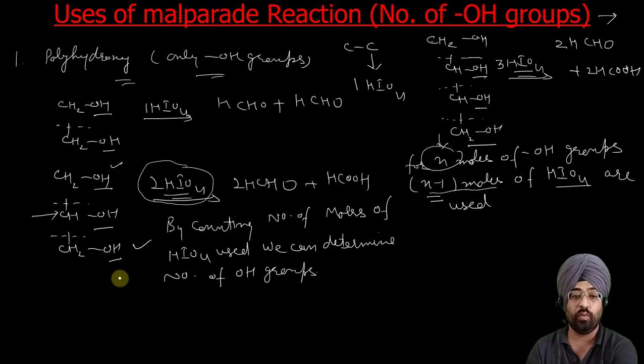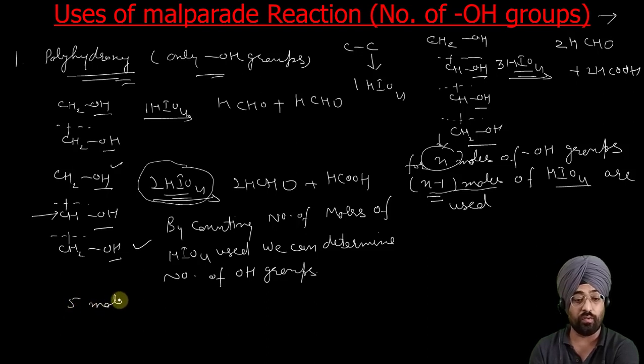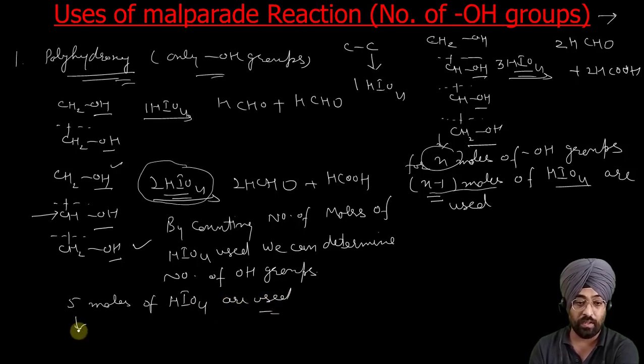Now suppose we do a reaction with HIO4 and it is only a polyhydroxy compound. I am once again repeating, this rule is only for polyhydroxy compounds. Let us assume 5 moles of HIO4 are used. Then how many OH groups does our compound contain? It is 5 plus 1, which is 6. 6 OH groups are there.